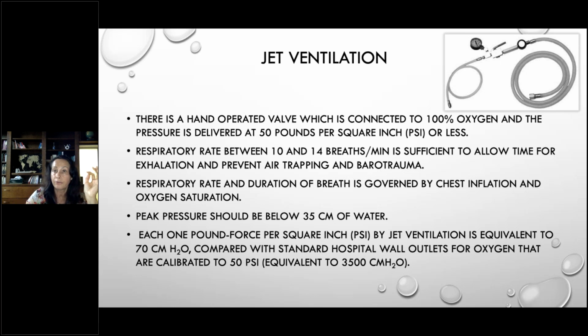It can be giving 100% FiO2. It can be used with a blender to use different FiO2. It is connected to the direct wall oxygen that delivers 50 pounds per square inch, 50 psi. 1 psi equals 70 centimeters of water. So 50 psi would be equivalent to 3,500 centimeters of water. That's why we need a pressure regulator over here to decrease the peak pressures to below 35 centimeters of water to provide the safe ventilation to the airways.